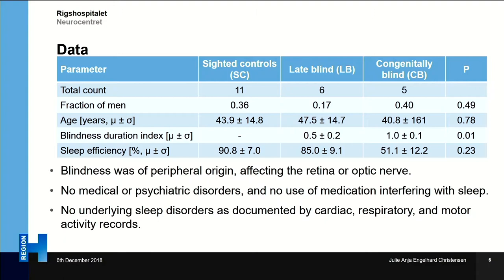Blindness was of peripheral origin, affecting the retina or the optic nerve. There were no medical or psychiatric disorders, and there was no medication interfering with sleep in these subjects. And of course, no underlying sleep disorder, as documented by cardiac, respiratory, and motor activity records.